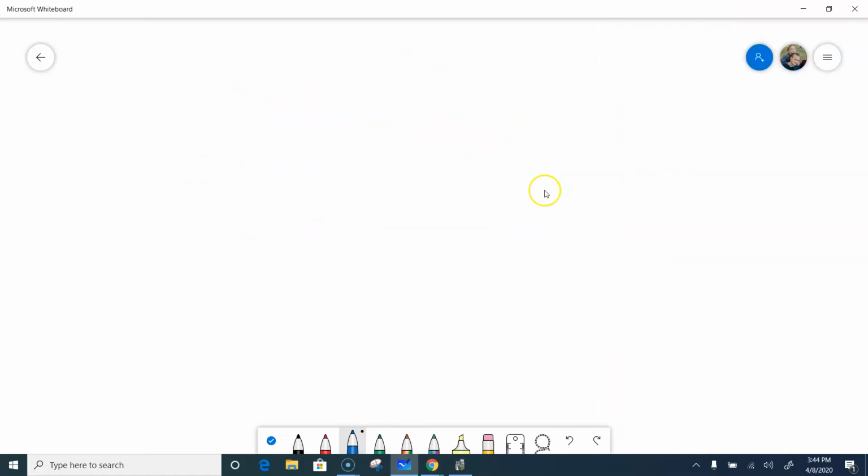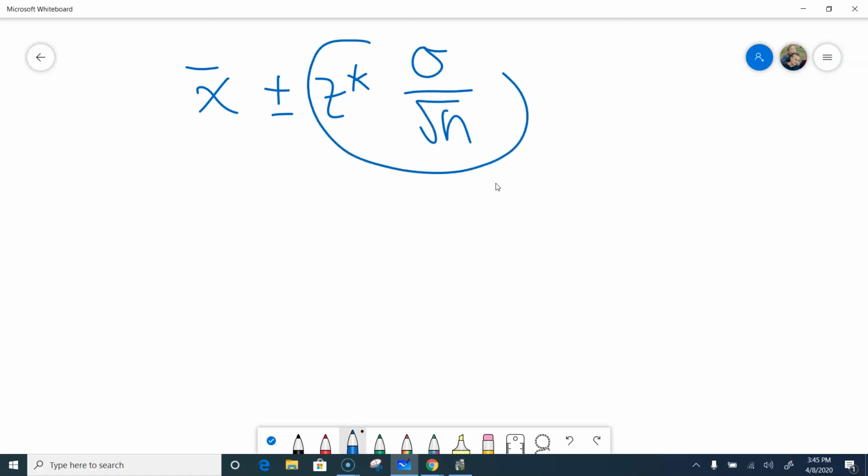So let's clear the canvas here. By margin of error, we mean anytime we do a confidence interval for mean, we take x bar plus or minus, and when standard deviation is known, we're using z star, and then we take sigma divided by root n. So the margin of error is this whole value here. So for 95% confidence, the z star is pretty familiar to us by now.